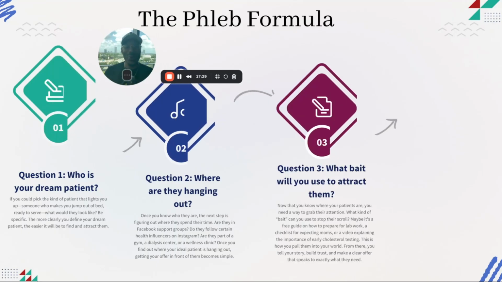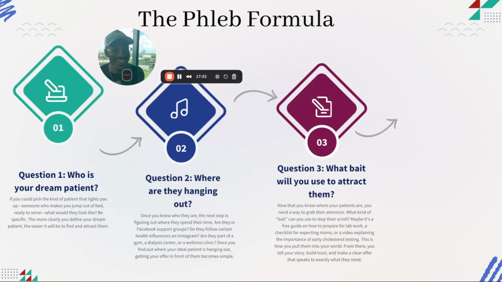Next question is going to be, what bait will you use to attract these patients? Yes, bait. Okay, and this, also known as lead magnets. Okay, so now that you know where your patients are, you need a way to grab their attention. So what kind of bait can you use to stop their scrolling? Because they're on Instagram scrolling. Okay, so maybe it's a free guide on how to prepare for lab work, or a checklist for expecting moms, or a video explaining the importance of early cholesterol testing. See, this is how you pull them into your world, phlebotomist. From there, you'll tell your story, you'll build trust, and you'll make a clear offer that speaks to exactly what they need.